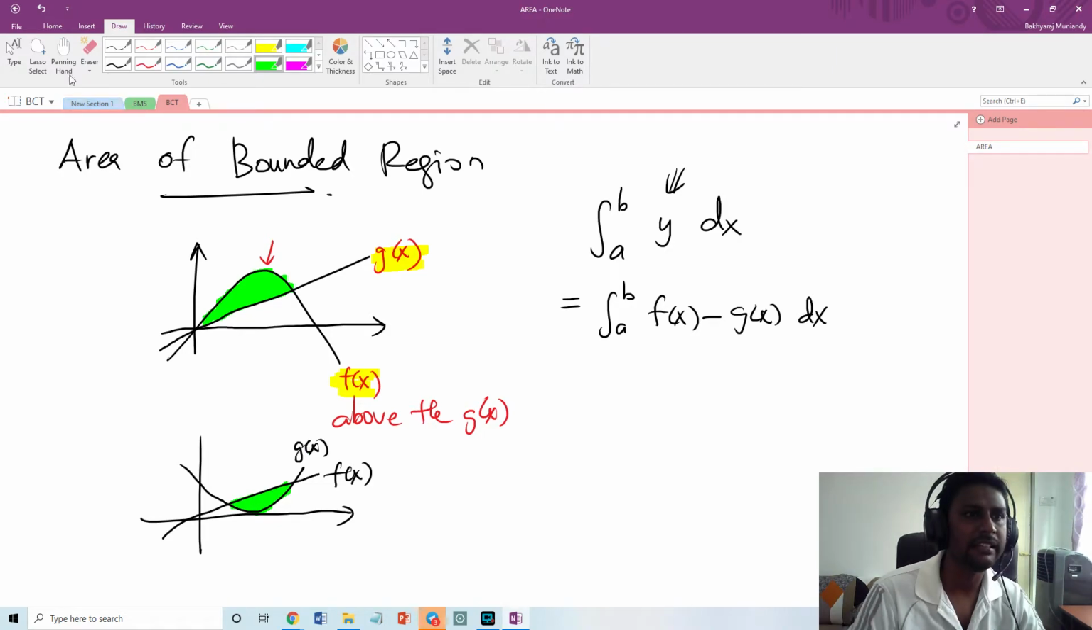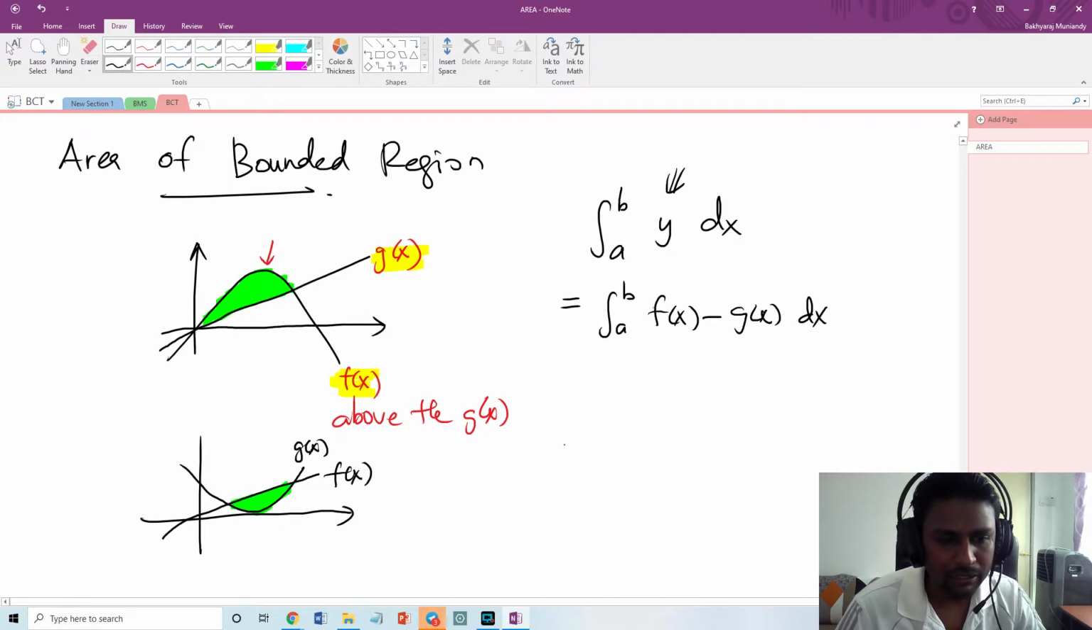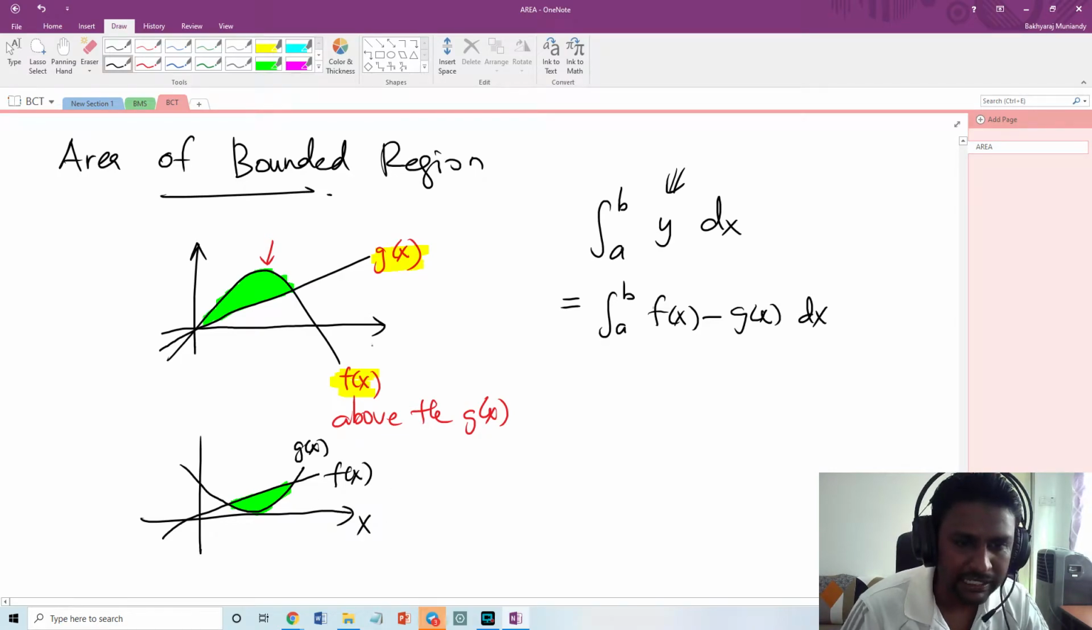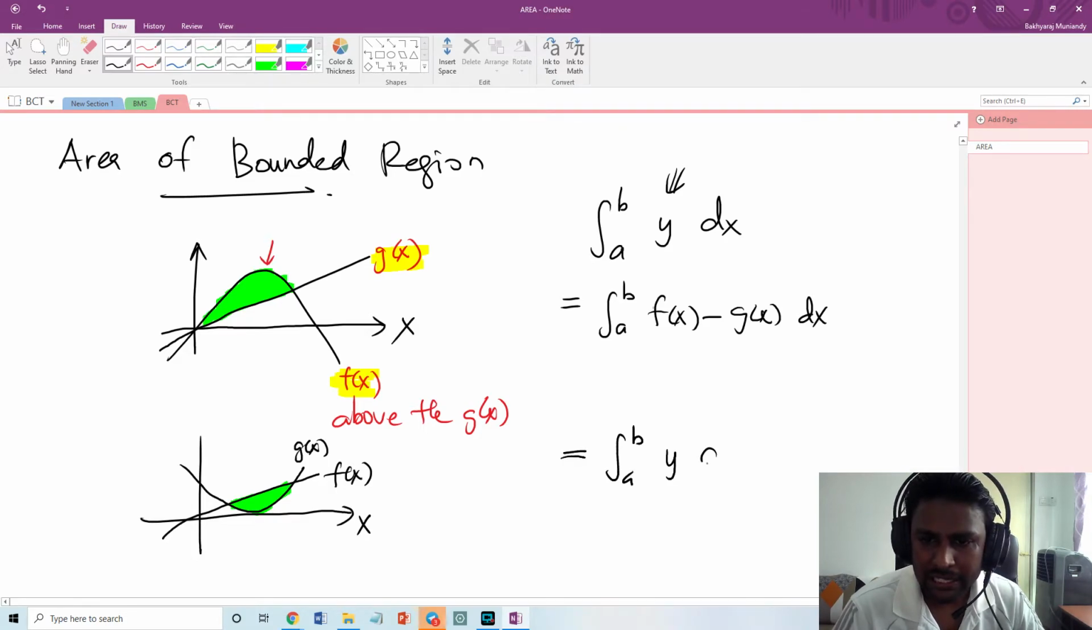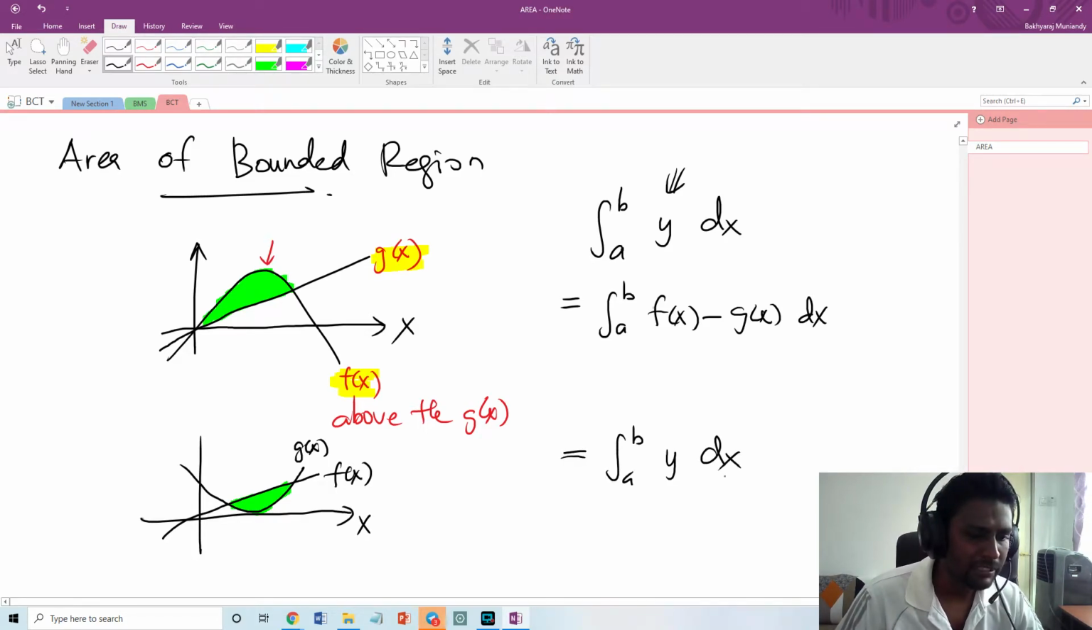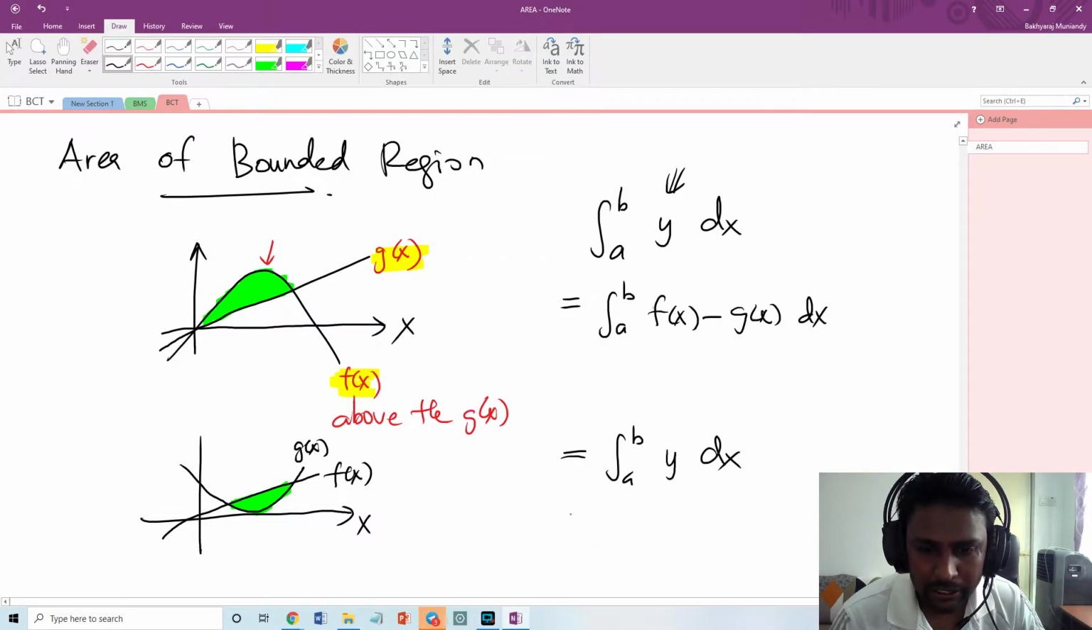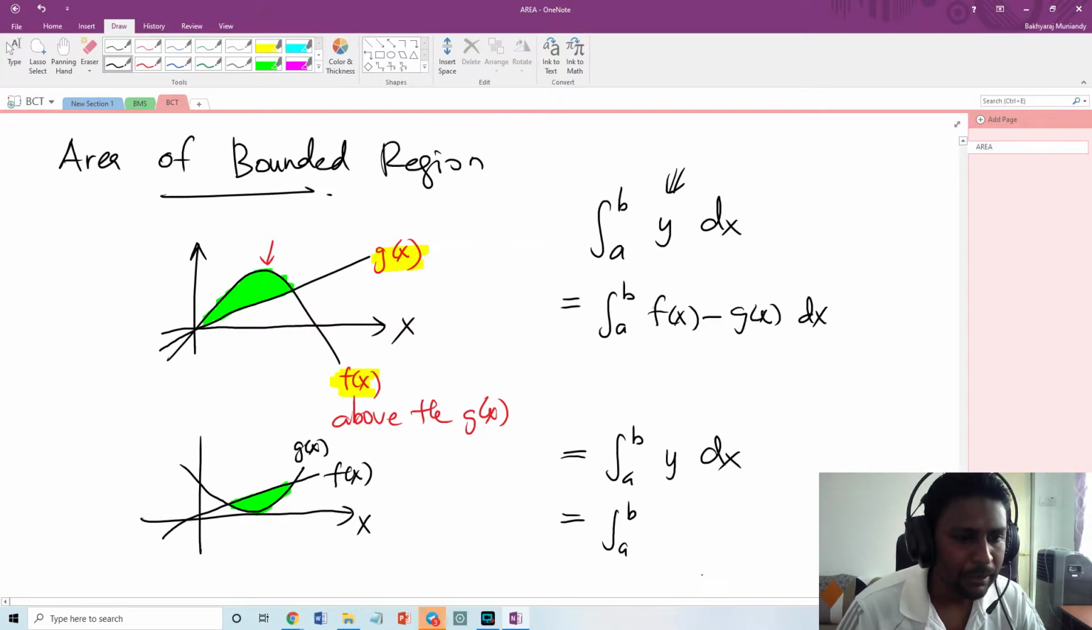How to find this area? So what will be my formula? Now I want to do it in the x-axis, same as this x-axis. So my formula is the integral from a to b of y dx, because I want to do it in the x-axis. Now what is our function? Now I substitute what?